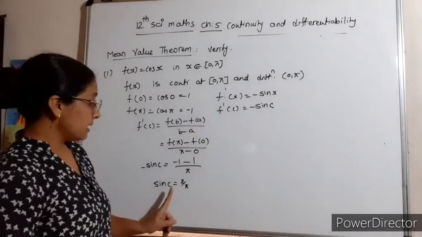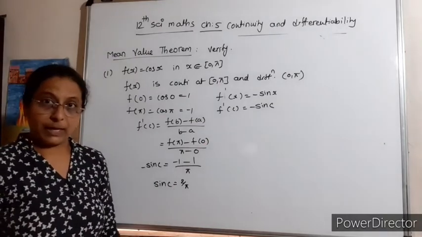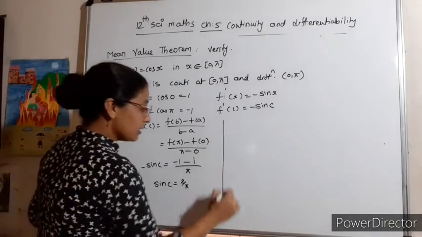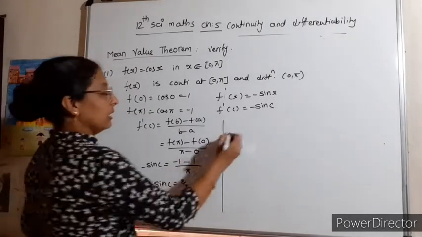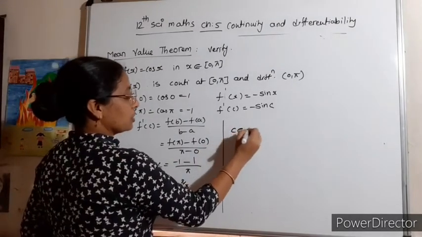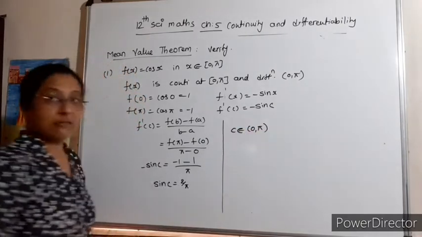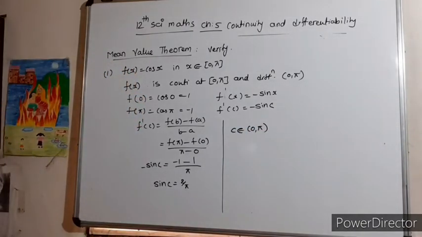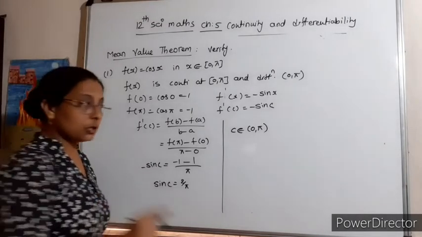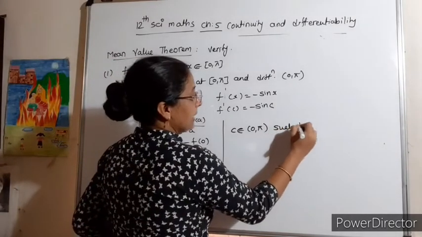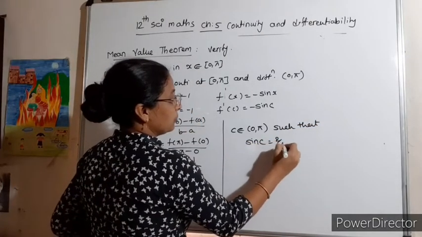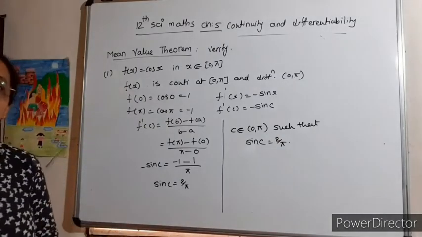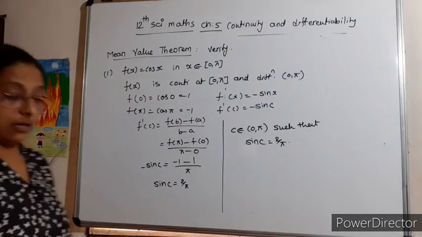So here is sin c is equal to 2 upon pi. So we write the answer like this. This is not a known value. So how can we write the answer? Here c belongs to (0, pi). Our open interval क्या है? 0 to pi है. So we will write c belongs to (0, pi) such that sin c is equal to 2 upon pi होता है. That is the final answer.